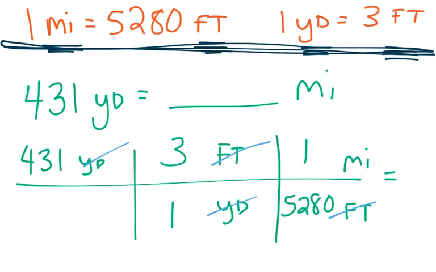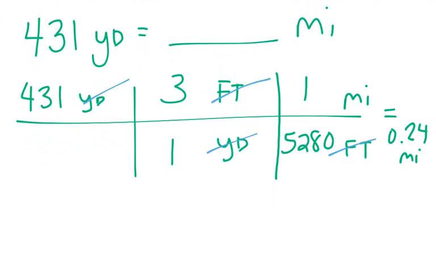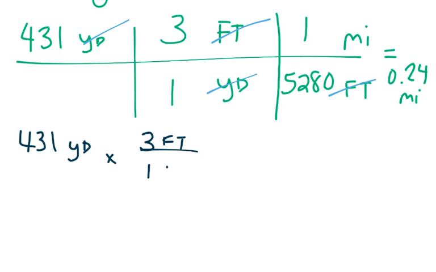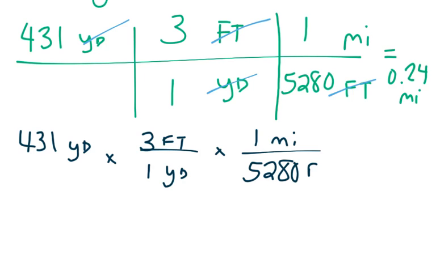Now when I put this in my calculator, I have 431 times 3, divided by 5,280, and I get 0.24. That's how many miles 431 yards is. What you're seeing here is one long string of dimensional analysis. It is no different than saying 431 yards times 3 feet over 1 yard times 1 mile over 5,280 feet. Those are the exact same problems. It's just that one uses timeses, one uses lines.